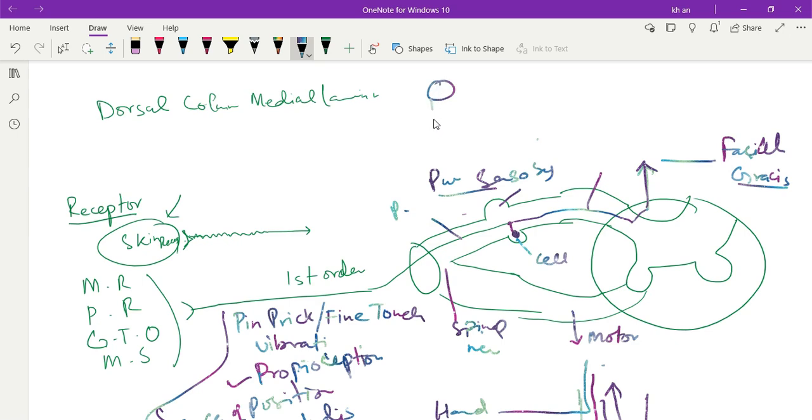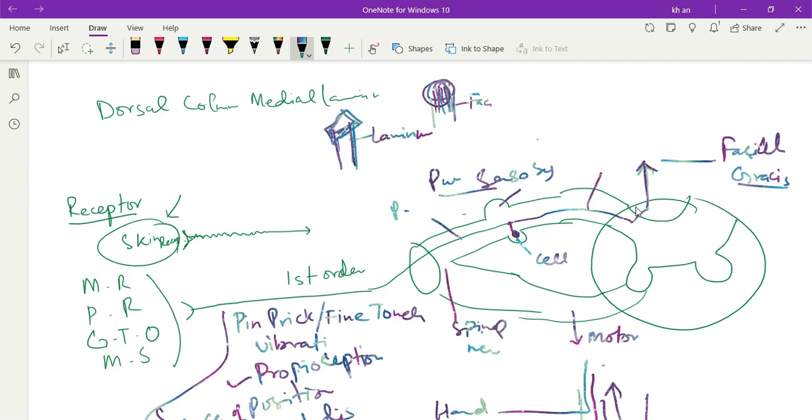Gracilis means from the lower body, and fasciculus basically means when all those axons form a rounded structure, this is called a fasciculus. All right. And if they make something rectangular in shape like this, a rectangular structure, then this one is called a lemniscus. If the axons make a structure like this, it is called a lemniscus. And if they form a circular shape, this is called a fasciculus.